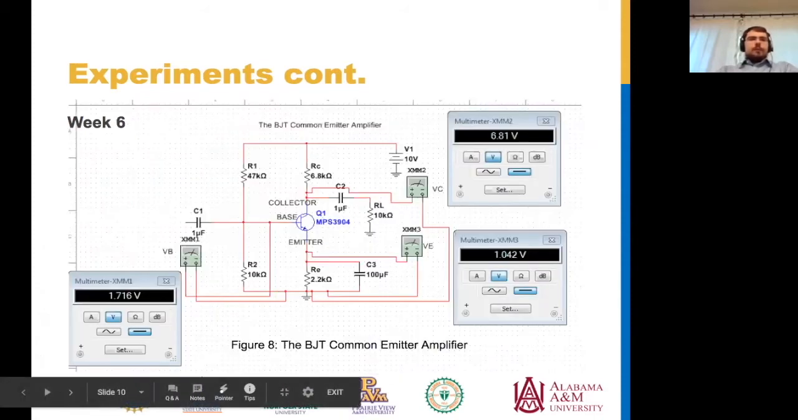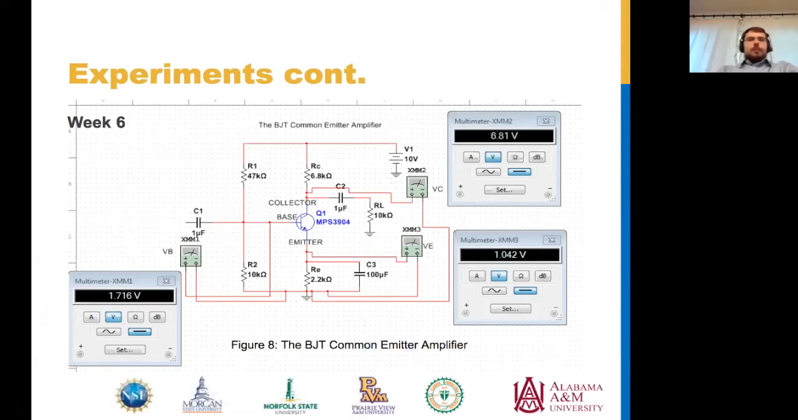In week 6, we went over the BJT Common Emitter Amplifier. Here in the center, this circle in the center of the screen, that is the actual BJT. And then we measured the voltages throughout this circuit.